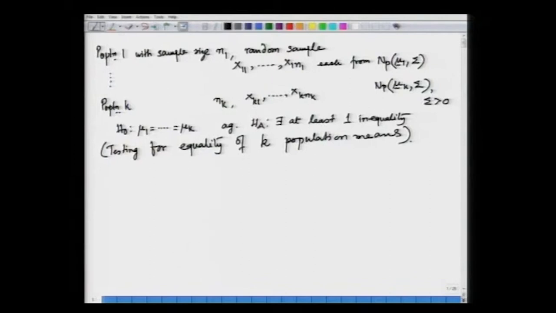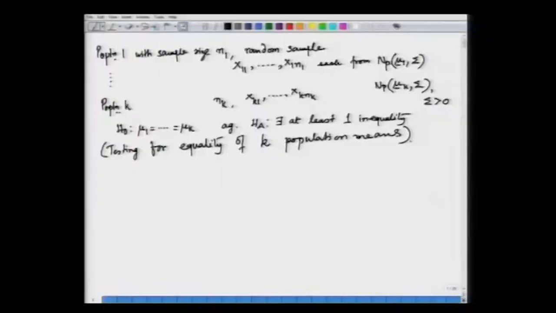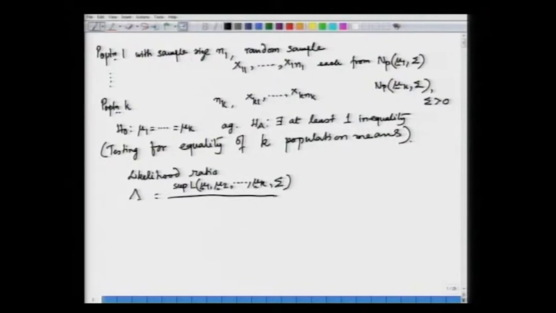So, the equality relationship is violated at least once, that would violate the null hypothesis that all the means are equal. Okay. So, we apply the likelihood ratio test principle for testing this null against this alternative, and if you recall, it is centered around the likelihood ratio, which we denote by lambda. Just recall the definition: the numerator is the supremum over the likelihood function, written as a function of the parameters, the k means mu 1 to mu k and obviously the dispersion matrix sigma. This supremum is being considered over the parameter space under the null hypothesis, that is the restricted parameter space.